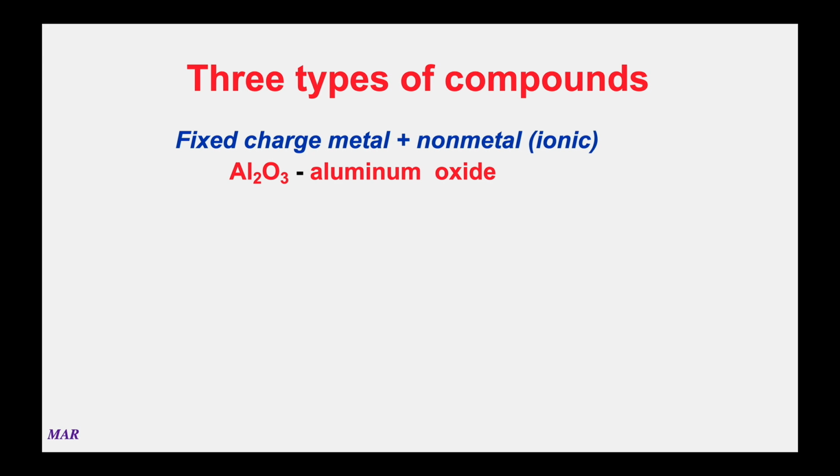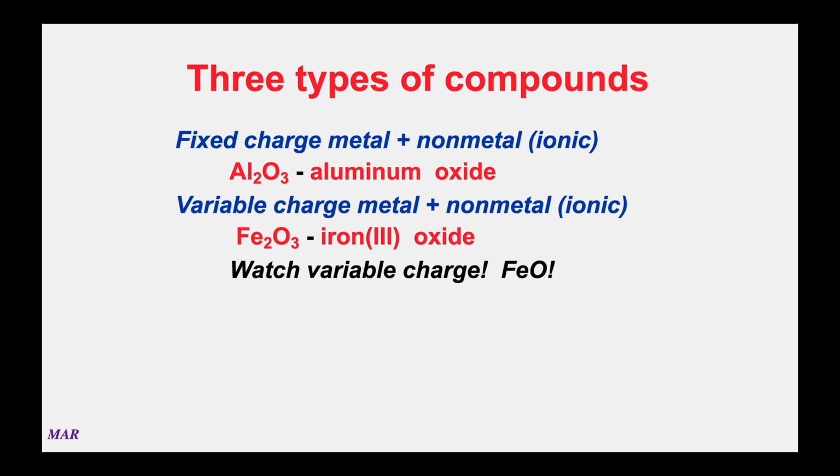Okay, so as an overview, there's three types of compounds. There's fixed charge metal plus nonmetal. Those are ionic compounds. Those do not use Roman numerals or Greek prefixes. So Al2O3, aluminum is one of the stairs. Oxygen is -2, a nonmetal. Aluminum oxide would be the name of that.